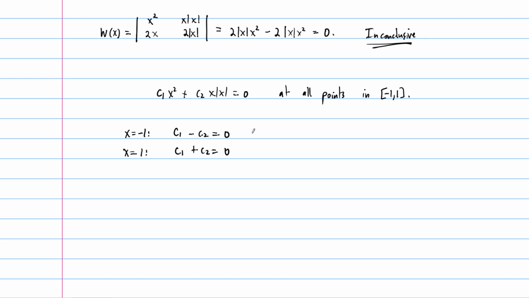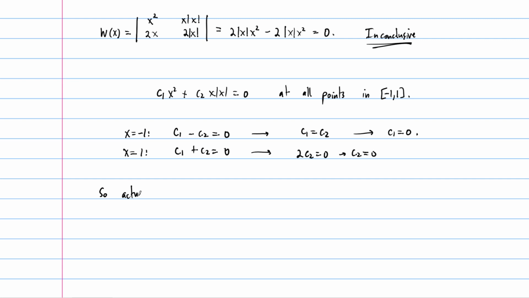All right. And so from here we can see C1 has to equal C2 from this equation. And when we plug that into this equation, we get 2C2 equal to 0. So C2 has to be 0, which then, of course, means up here, C1 also has to be 0. So actually, by the definition of linear independence, these two functions are linearly independent. But the Wronskian did not help us determine that, right? It didn't tell us that.